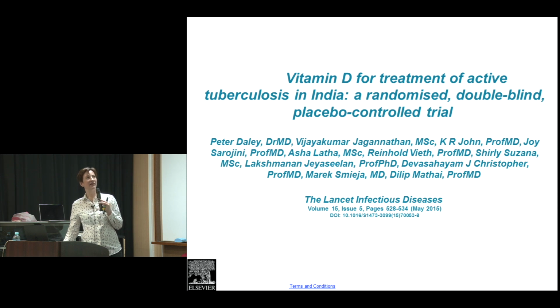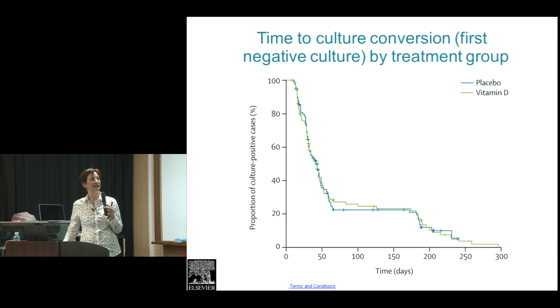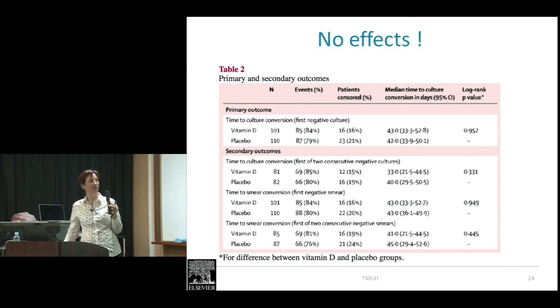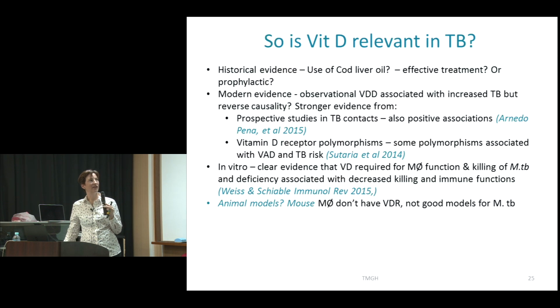And then there was a lot of excitement that vitamin D might really help in improving outcomes in TB. So this was a well-conducted large trial in India. I'll go through it very quickly. They looked at time to culture conversion, the first time that you can't culture the bacteria from a sputum, but no difference. And when they looked at all the other outcomes, unfortunately, no difference.